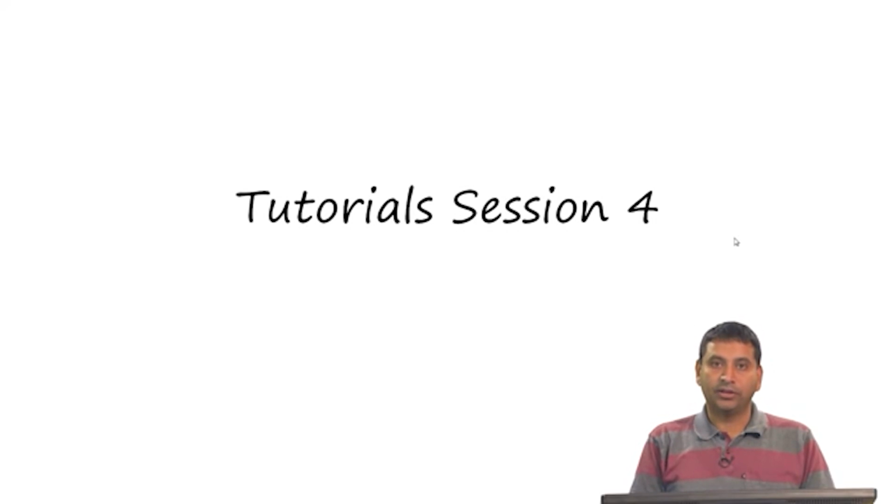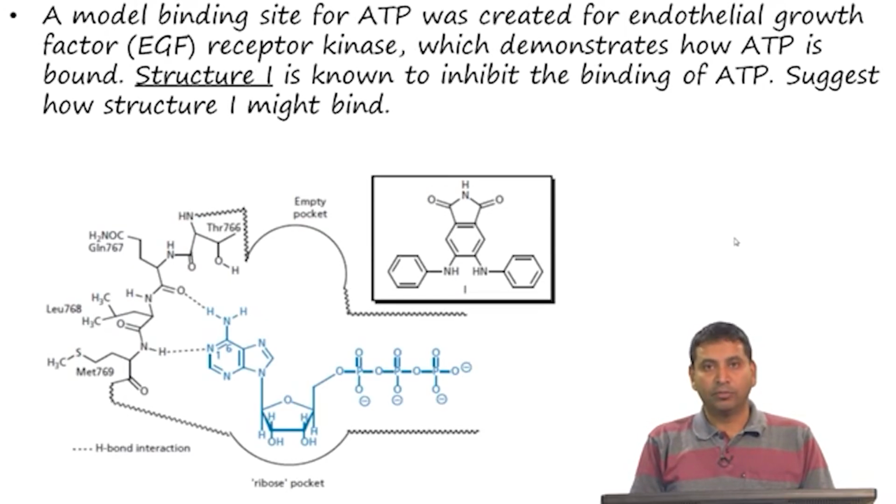So, in today's session, we will look at some aspects of receptor structure and function that we have learned in the past couple of lectures. So, start with some problem solving. In the first problem, we are going to look at how one can design an inhibitor and what are the various aspects of how it binds to the protein.